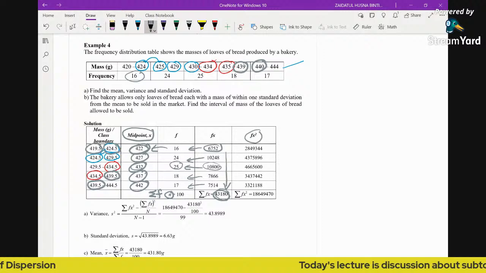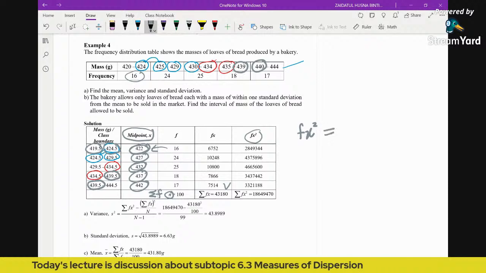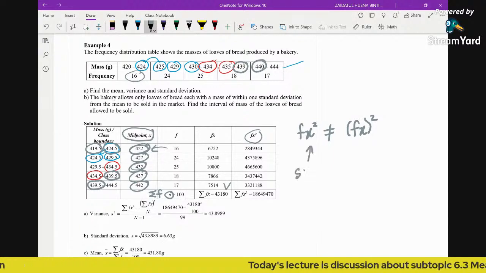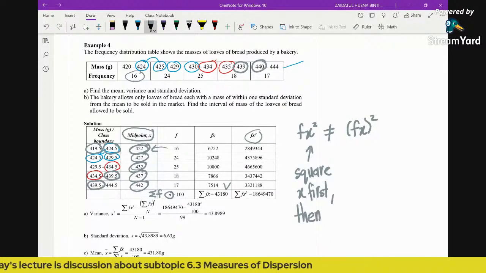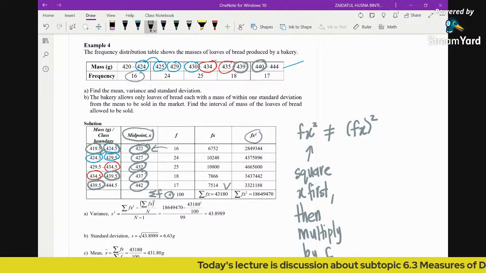I need to remind you, because sometimes students get confused. The sum of fx squared is not equal to the square of fx. So this is a reminder. fx squared means you need to square the x first, then you multiply by f. So you square the x first, like this one. You've got the midpoint right here.